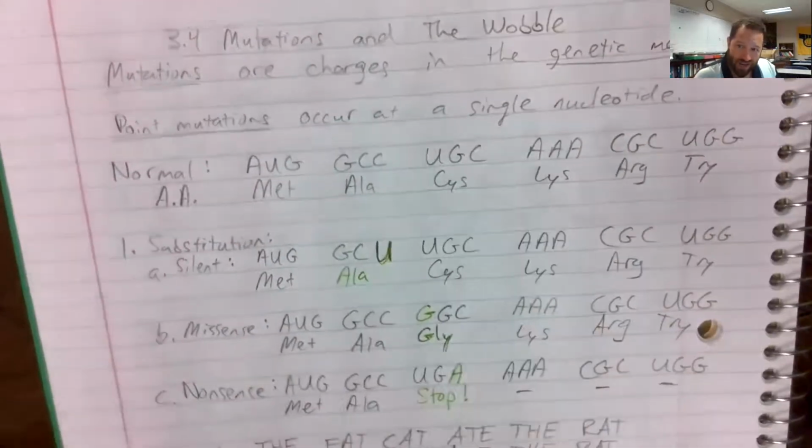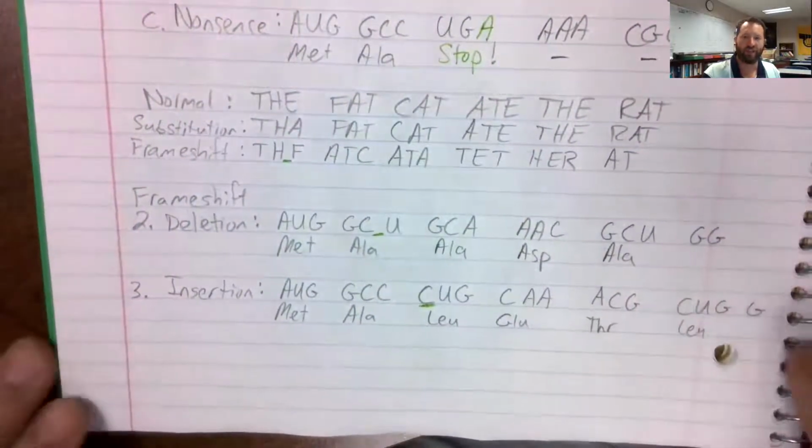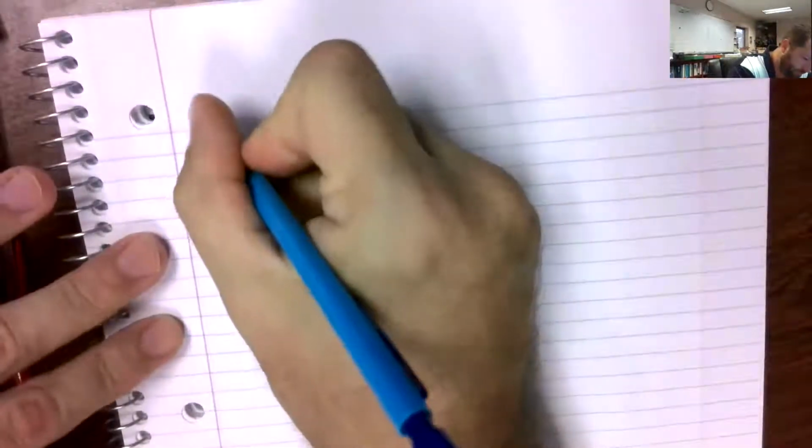So just adding that one nucleotide threw off the entire frame. A frame shift mutation, an insertion. Everything after that just kind of got thrown off. All right, so let's wrap this unit up here.